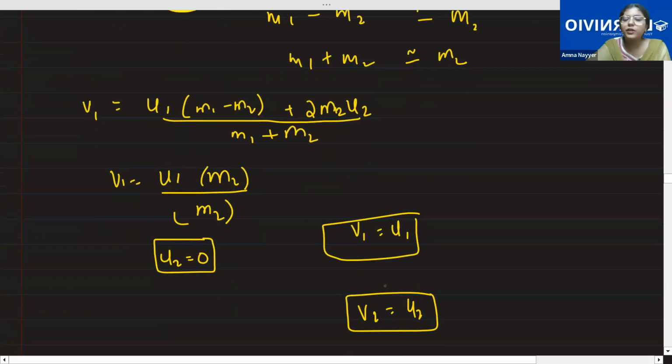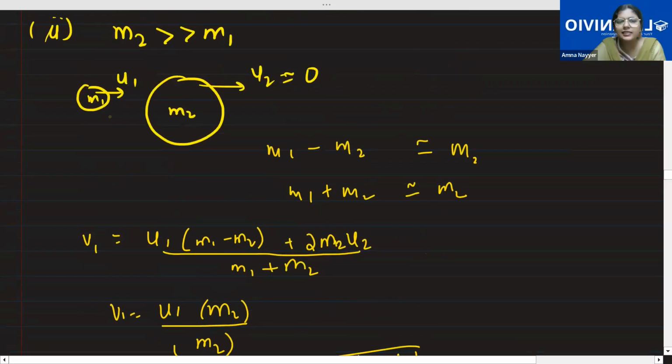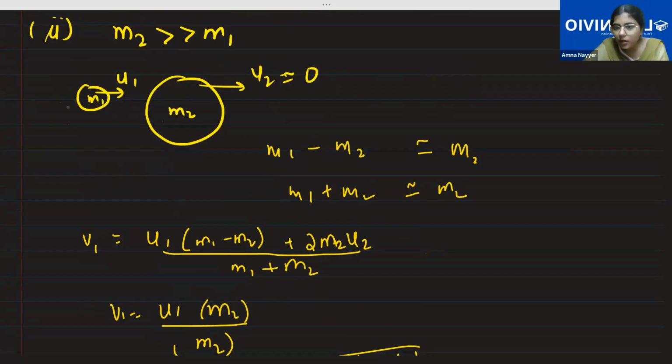And when you solve, v2 will be u2. Means initial velocities will remain as they are. There won't be any effect. It's like this is colliding with it and bouncing back, while this will still remain at rest. This will rebound with its initial velocity. Understood?